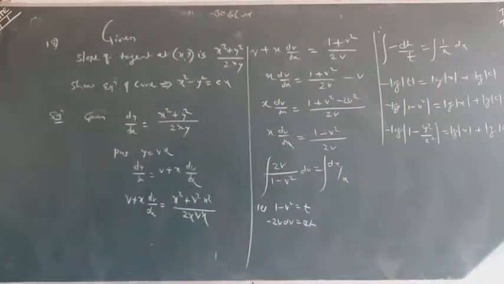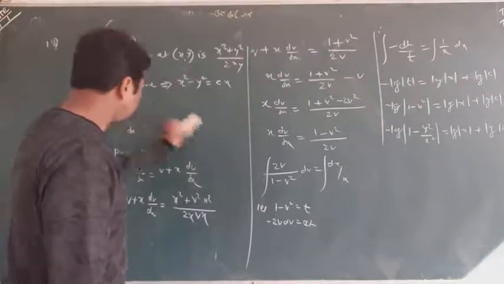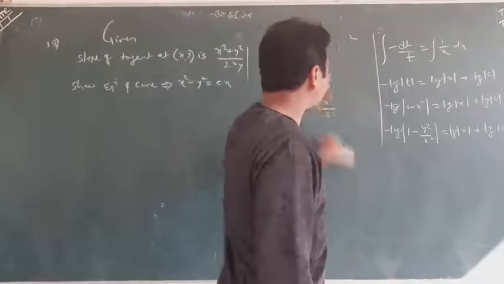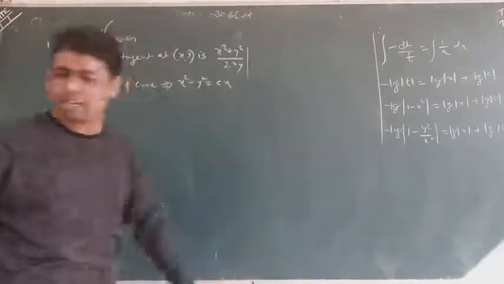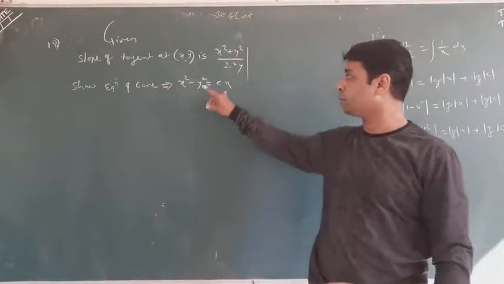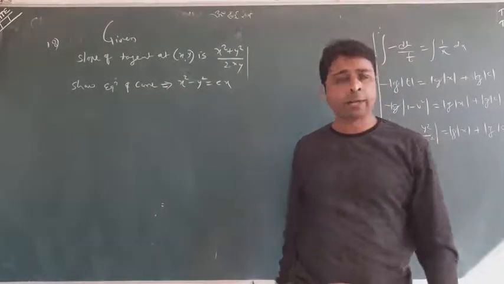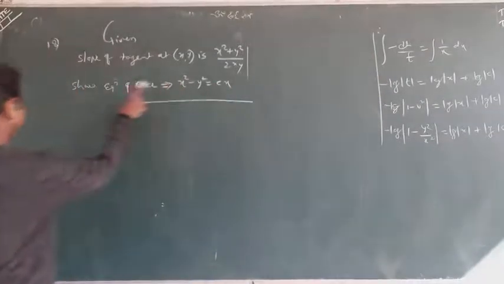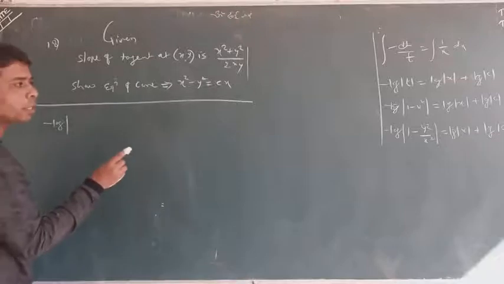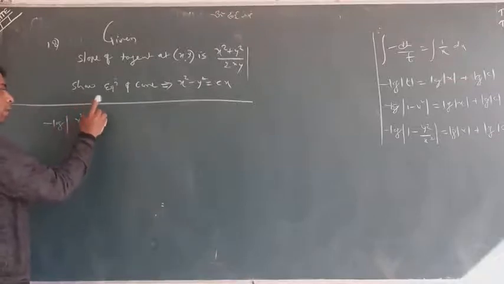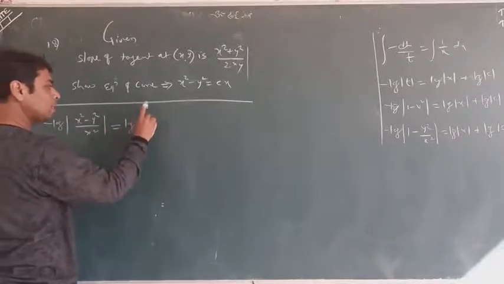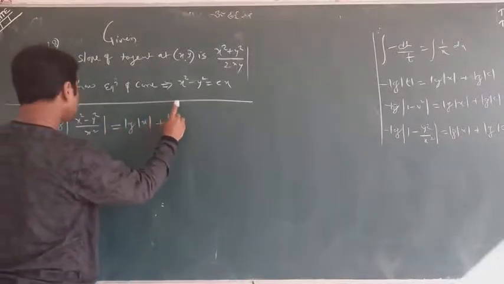You know that still we have a long journey. We want to rub out all these things because we are reaching the answer. We already have this answer, we are having this particular term, and we want this answer, x square minus y square equal to cx. We have to modify. How can we do this? Look at it, I tell you. Minus log, take an LCM: it is x square minus y square upon x square equal to log of x plus log of c.